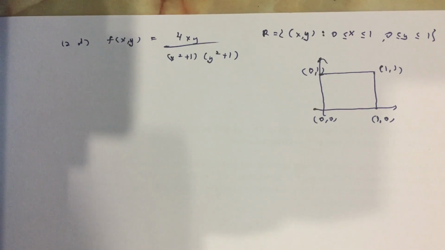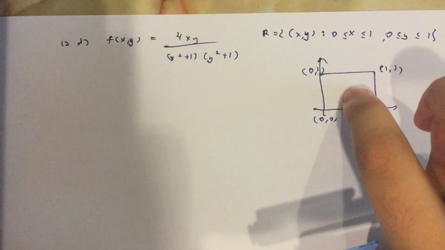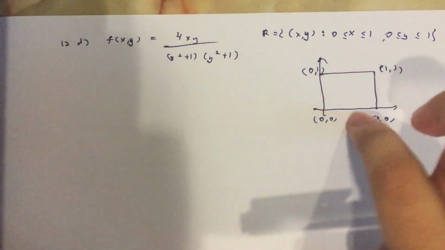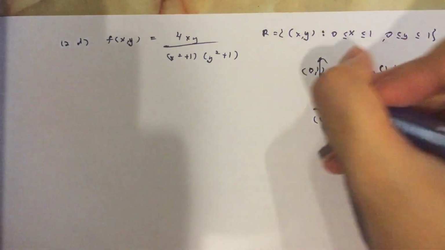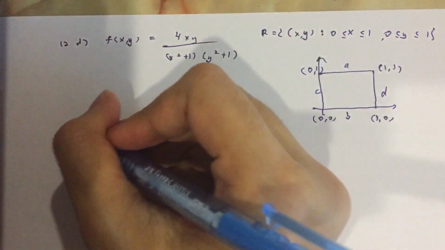Okay, now let's continue with question 12D. So tadi kita dah cari maximum dan minimum value dekat inside the region R. So now kita akan cari maximum and minimum value dekat each of this boundary, yang atas, bawah, kiri, kanan. So let this define this as A, B, then this one is C, and then this one is D. So let's look at A.